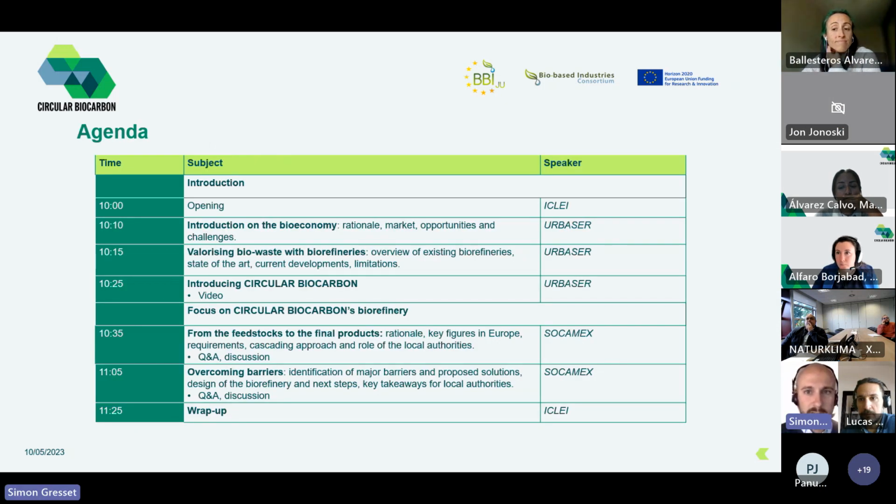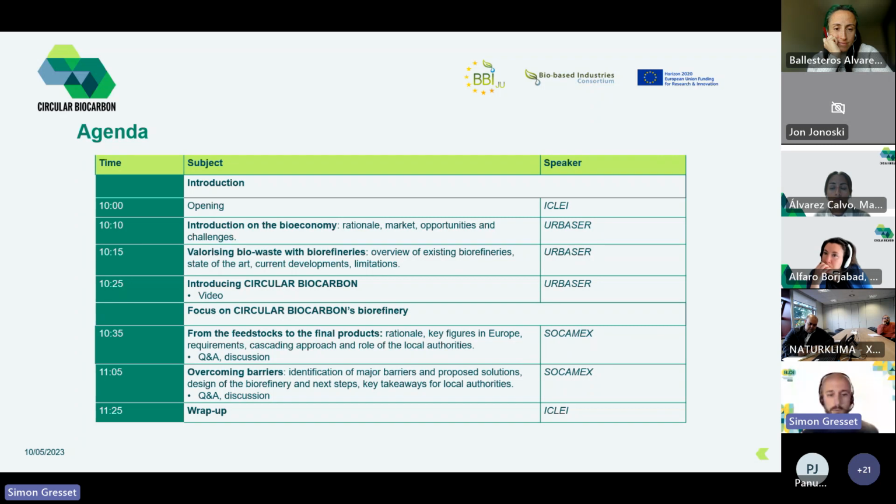So this is the agenda for today's session. The session will be roughly divided into two main parts. The first one will be more of an introduction, led by Maria Luisa from Urbaser. She will explain what the bioeconomy is, why we should focus on the bioeconomy, why it is an opportunity for local authorities, and then she will explain what a biorefinery is. She will explain the different types of biorefineries that exist. And then we'll move to our project, Circular Biocarbon, explaining the concept that we are developing.